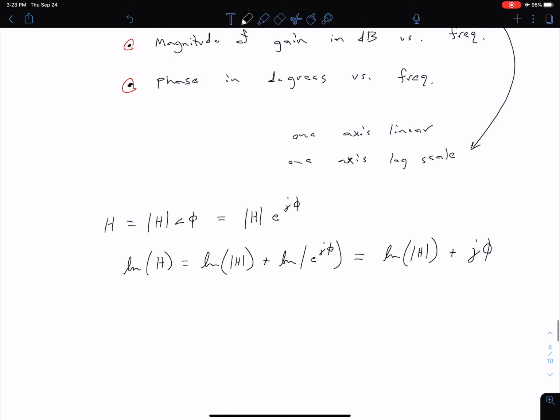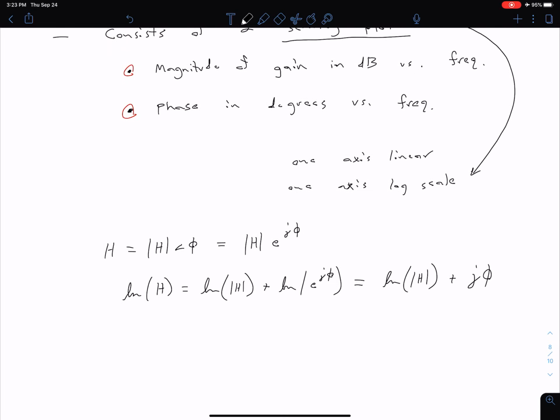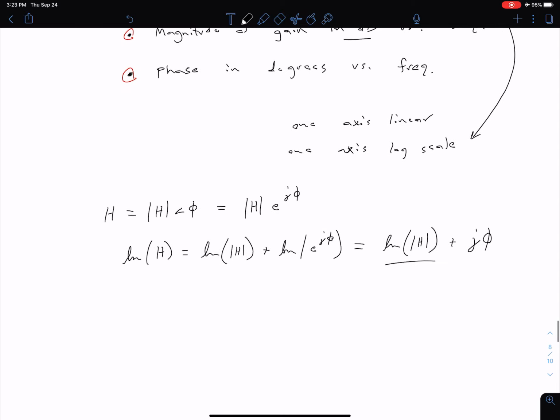This is where we see that we are taking the magnitude of our gain in dB. That dB is where we get that log. We're not doing natural log, but it's a similar property, similar idea. So basically for our magnitude plot, what we're going to have is the magnitude of H in dB equal to 20 times log base 10.